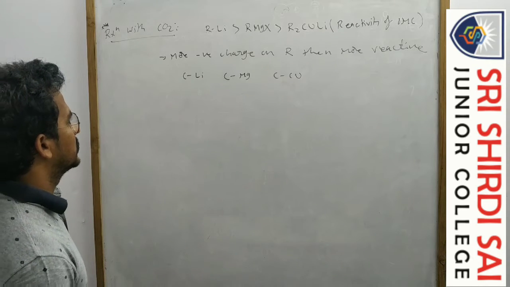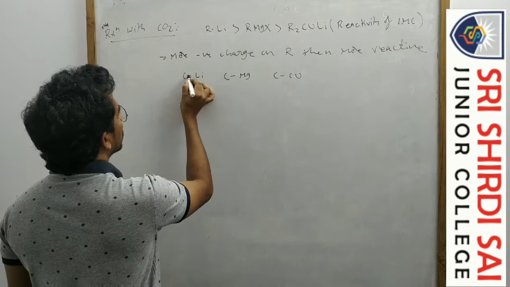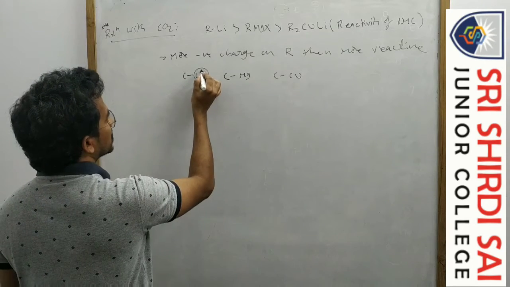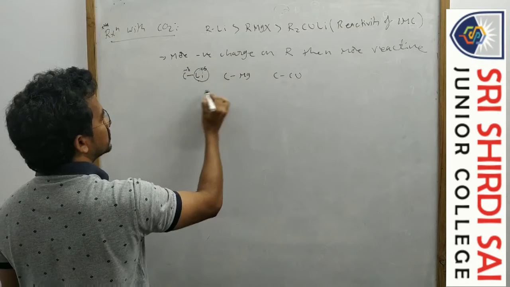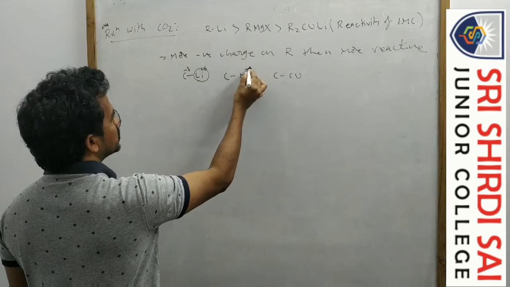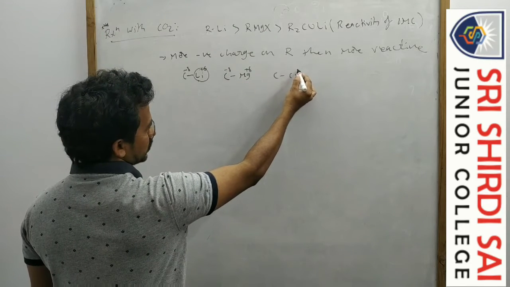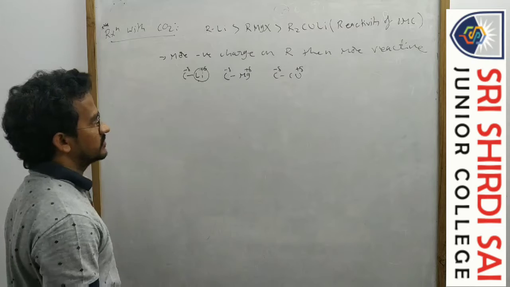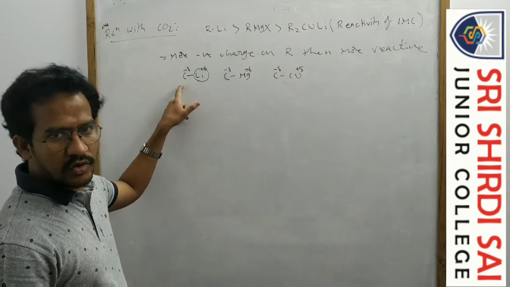Electropositivity. Here lithium is more electropositive, which means more positive charge and more negative charge. Here Mg2+ has less positive charge and less negative charge. Carbon is very less electropositive, so very less positive charge and very less negative charge. Lithium is more electropositive, so more positive charge and more negative charge.